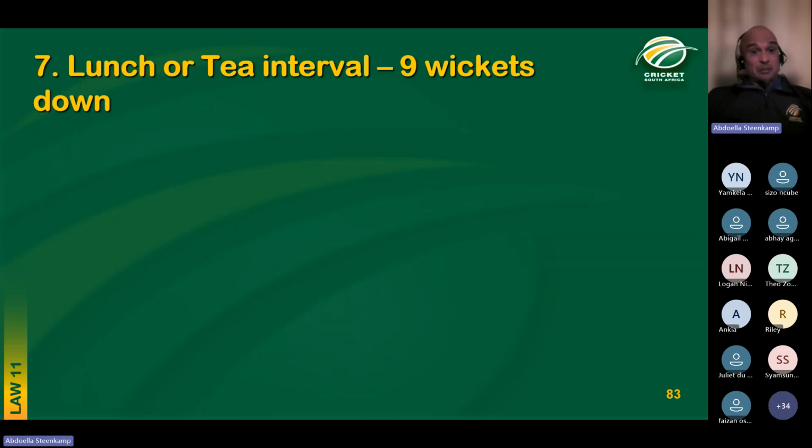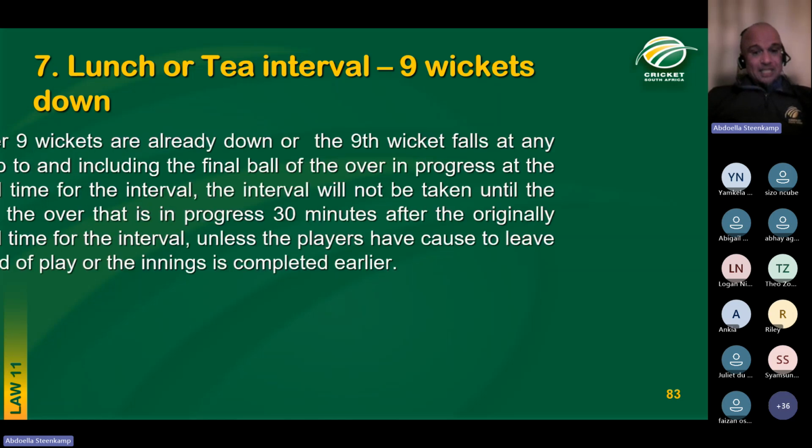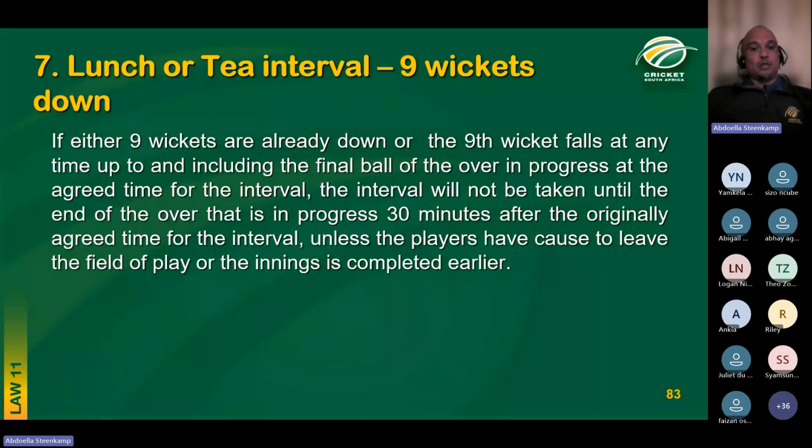They then brought this flexibility in when it comes to your lunch or your tea interval. But the side must be 9 wickets down when you get to either your lunch or your tea interval. So what is this flexibility that they brought in, when the side is 9 wickets down? This flexibility is them trying to maximize play, trying to get as much play as possible during the day.